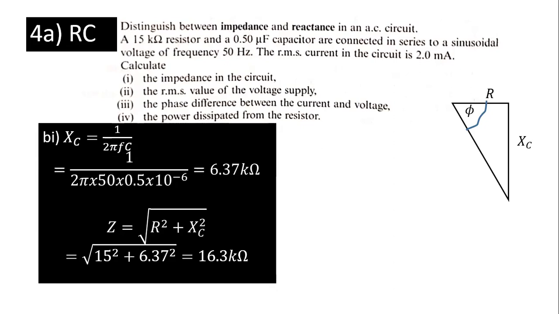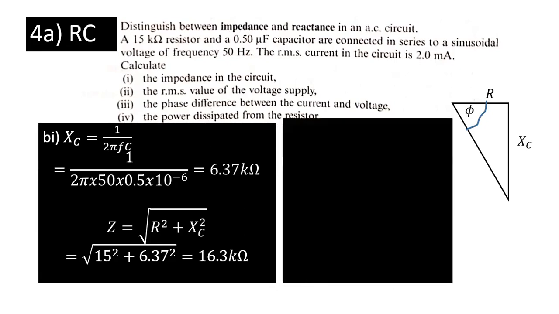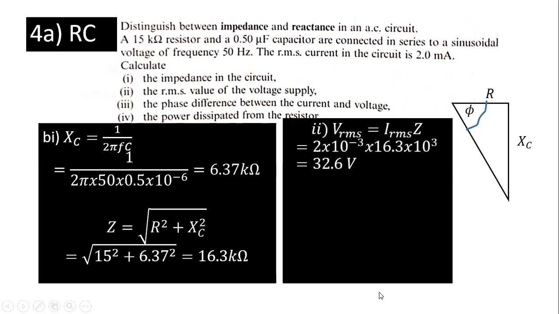The root mean square value of the voltage supply. Okay, you've got the current. So current times Z. Your current changes to ampere. That's your Z, changes to ohm. The phase difference between current and voltage. As I say, if you are very particular, use voltage here. But it's still the same answer.